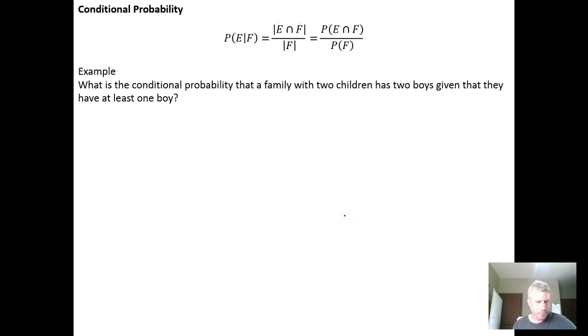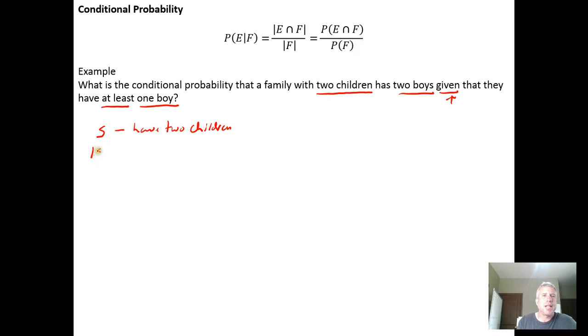So last example. What is the conditional probability that a family with 2 children has 2 boys, given, there's our given, that they have at least 1 boy? So the sample space here is to have 2 children.